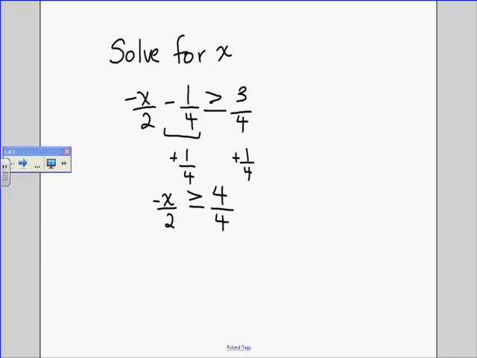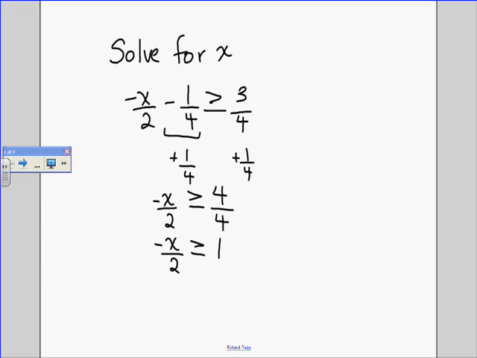Now I don't want to leave it like that. I'm probably going to want to reduce it so that it's in its simplest form. So instead of writing 4 over 4, I'm going to change it to 1, because we know 4 over 4 is equal to 1.